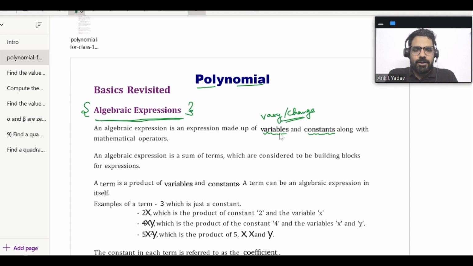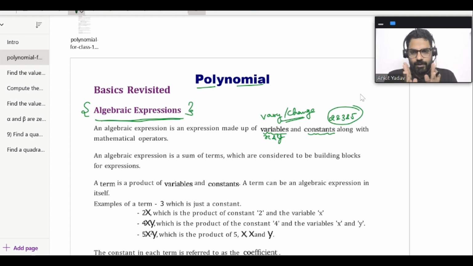So variables include the symbols or the alphabets that we are using in mathematics, right? Like x and y. The value of x and y is not the same at every place, right? It can change, it can vary. So this is known as a variable. Constant means the symbol whose value is fixed. Like if we are having 2 and 3 and 5, whatever the numbers are, these can be constants, right?